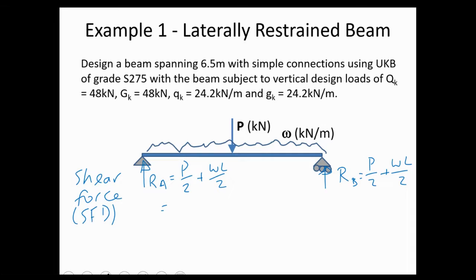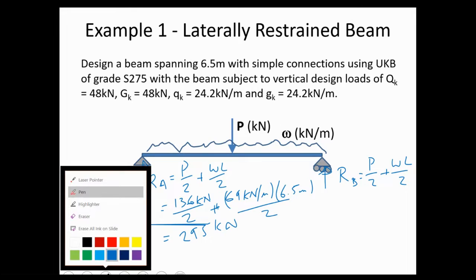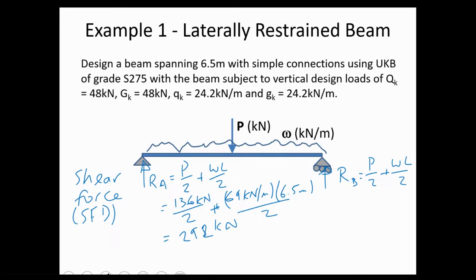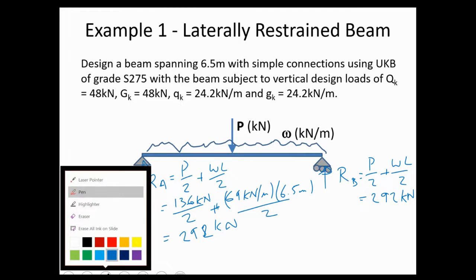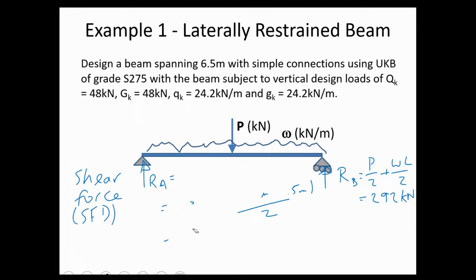The P value is 136 kilonewtons, so we have 136 kilonewtons divided by 2, plus omega, which is 69 kilonewtons per meter times the span of 6.5 meters, all divided by 2. That gives us 292 kilonewtons. So the reaction there, and the same reaction on the other side, is 292 kilonewtons. That's the reaction on both sides.